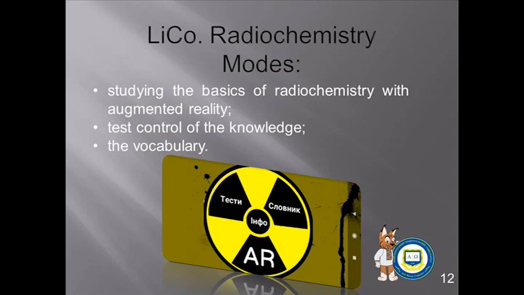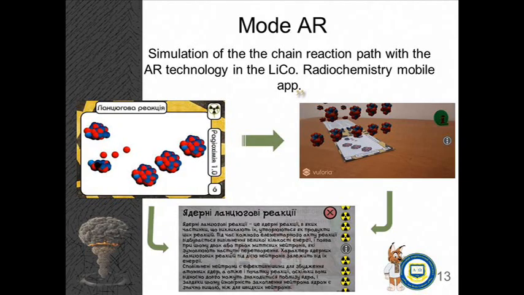The developed mobile application operates in 3 modes: studying the basics of radiochemistry with augmented reality, test control of knowledge, and the vocabulary. While working with the augmented reality mode, the student can look into the external view of the objects and receive a short summary about them through a mini outline. While studying the subject, the chain nuclear reaction, the mechanism of nuclear weapons, and the nuclear pile or nuclear power station are learned theoretically.